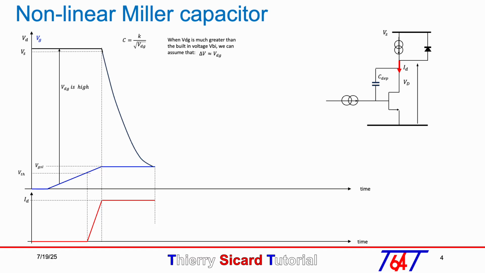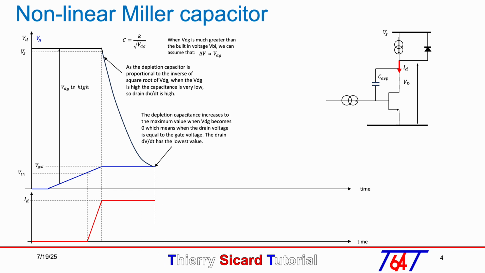Since VDG is high, the C-dep is very low, and the drain dV over dt is therefore high. But as the drain voltage decreases, VDG decreases until it reaches zero. Thus, when the drain voltage is equal to the gate voltage, the capacitance of the C-dep is at its maximum value, and that of the drain is at its lowest dV over dt.